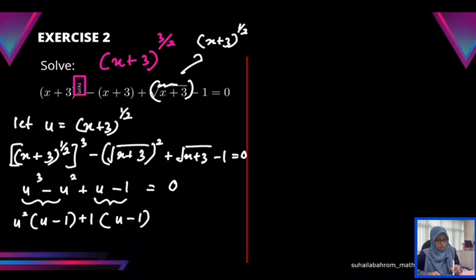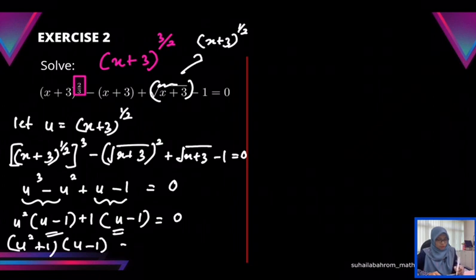So this one we just factorize u cubed minus u squared. Factor out, you will get u squared in bracket u minus 1, and then the whole thing is equal to 0. Since you have two same terms here, we can rewrite as u squared plus 1 multiplied by u minus 1 is equal to 0. This method, we call it factoring by group.